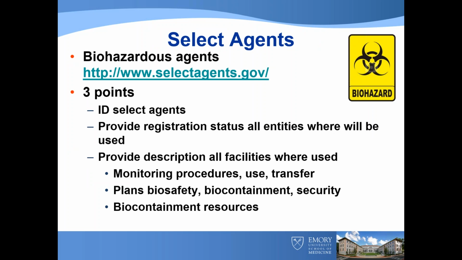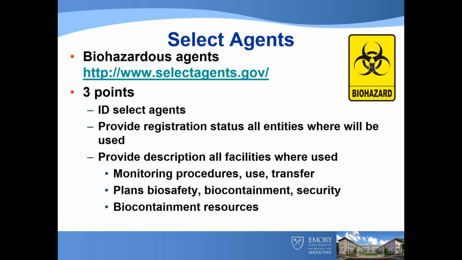Select agents. Sometimes you'll have these. These are biohazardous agents, and there's a whole list at their website as to exactly what they consider biohazardous agents. But you have to identify 3 points again. You have to identify what those agents are going to be. You have to provide the registration status of all the entities where they'll be used. You can't just have biohazards in your office. You have to be approved to have that kind of stuff.